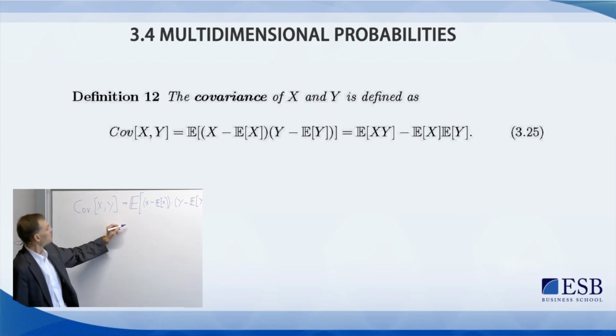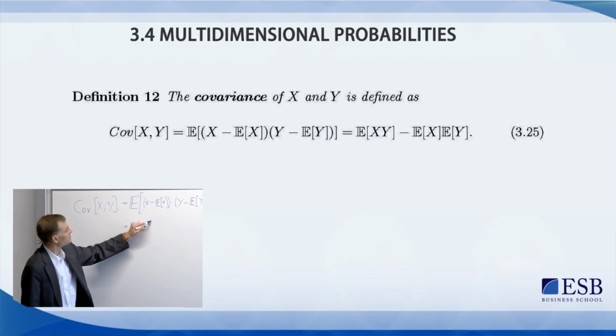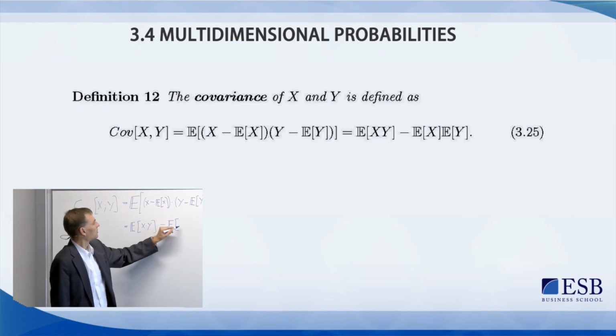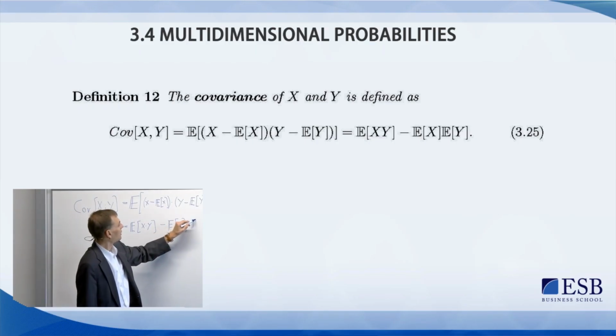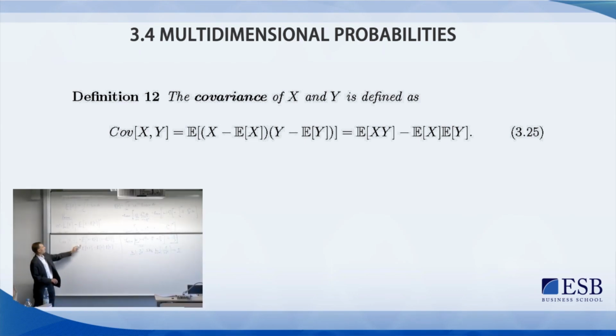Somehow, you can simplify this again as the expectation of x times y minus the expectation of x, well, that is what we calculated here for this case, and the expectation of my other variable y. So this is the same. It's just you can prove this just by multiplying it out, these two brackets, and then you will see that this is the same.